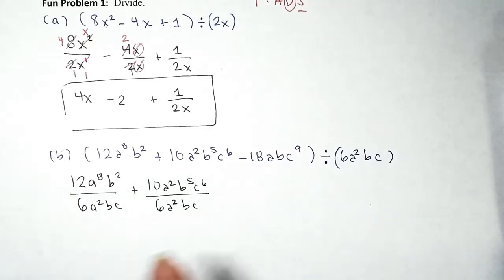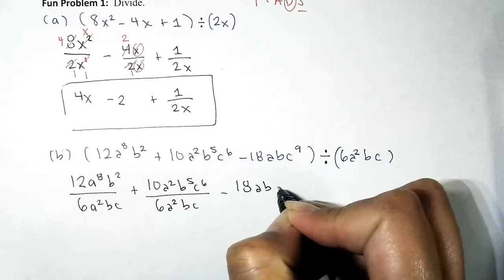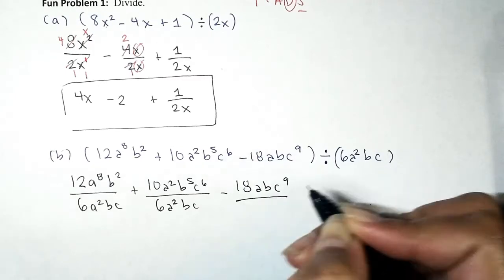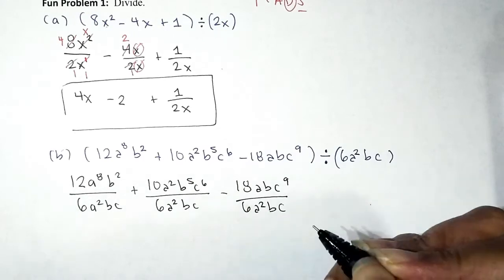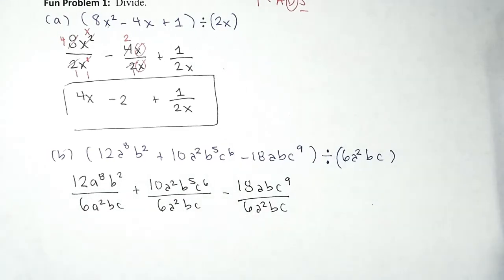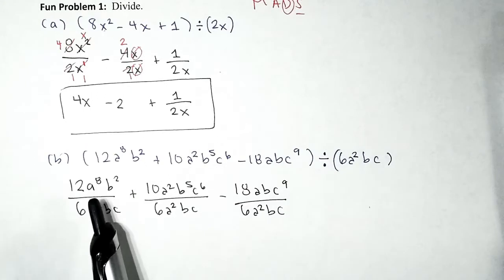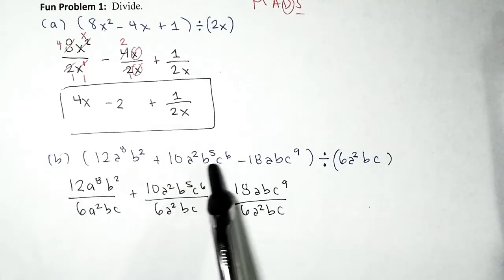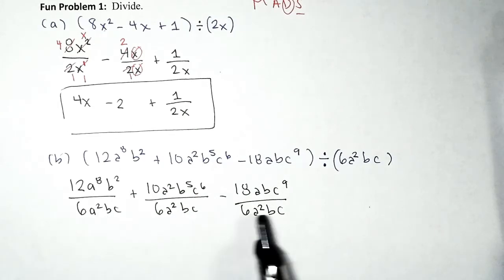Sorry, I switched out my a's. Okay, then we're subtracting the third term, 18a b c to the ninth, and what's going on with it? We're dividing it by 6a squared bc. Okay, the toughest part about dividing a polynomial by a monomial, or one term, is just to remember how to start it. So we're going to split the problem. In this case, since we're dividing into a 3-term polynomial, when we split it, we will have 3 mini problems.